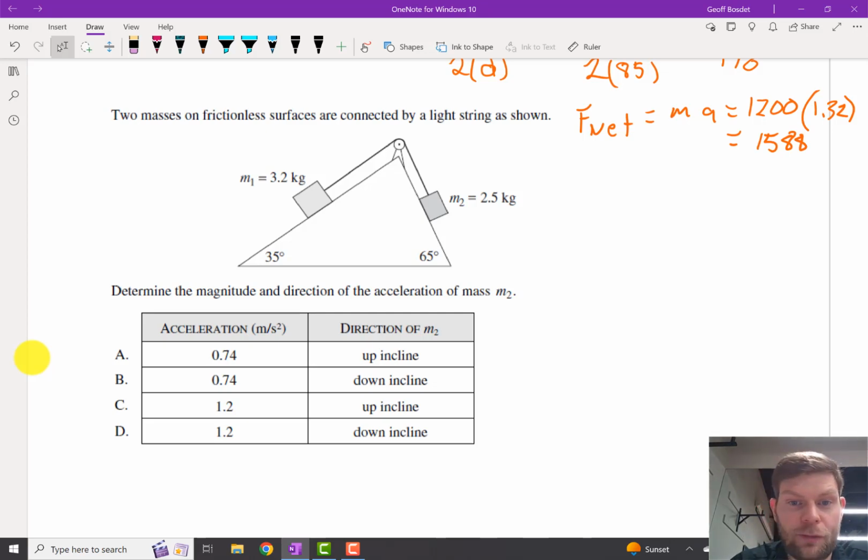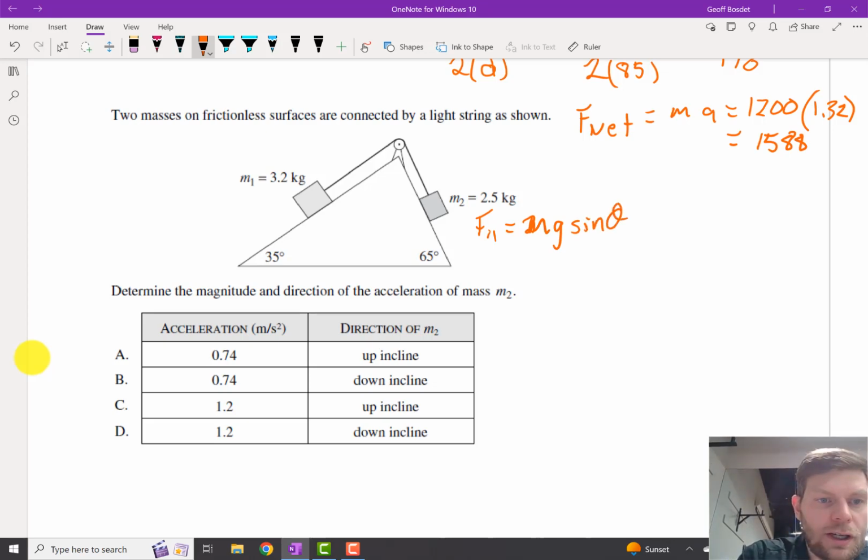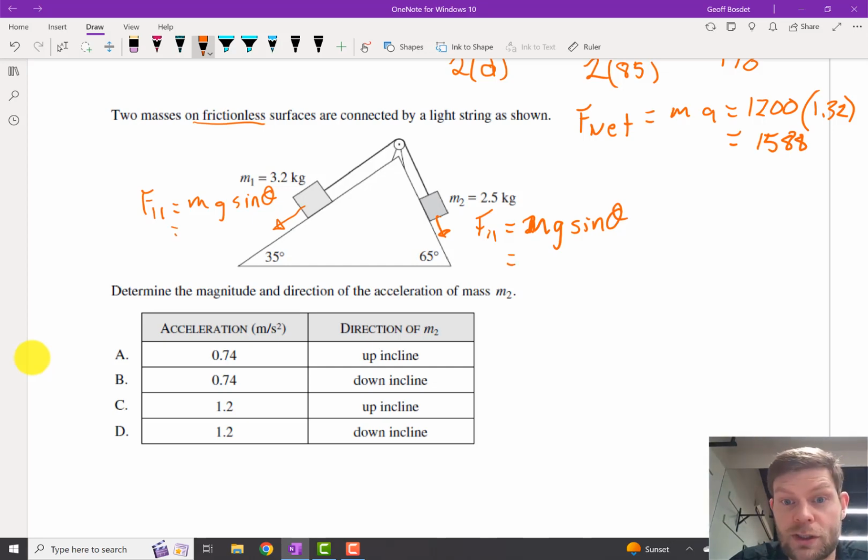All right. So it's a fight between the F parallels between these two guys. So I'm going to say F parallel for this guy is equal to mg sine theta. F parallel for this guy is equal to mg sine theta. And they're fighting. It's frictionless, so we're ignoring everything else. It's just going to be a fight between F parallel here and F parallel here. I'm not sure who's going to win yet. Maybe this one, but that remains to be seen. So I'm going to find the numbers first, and whichever has the bigger number wins.